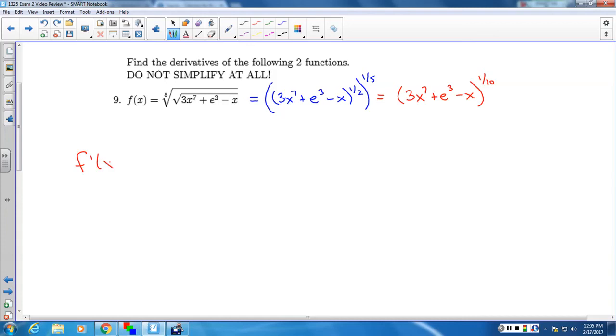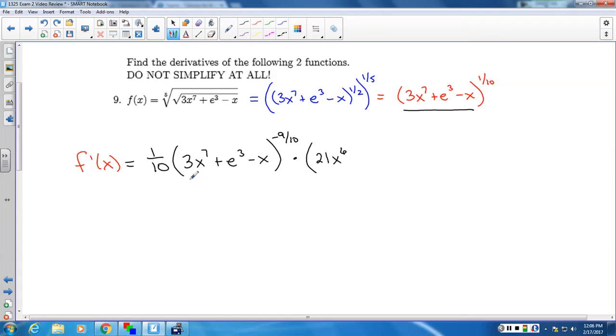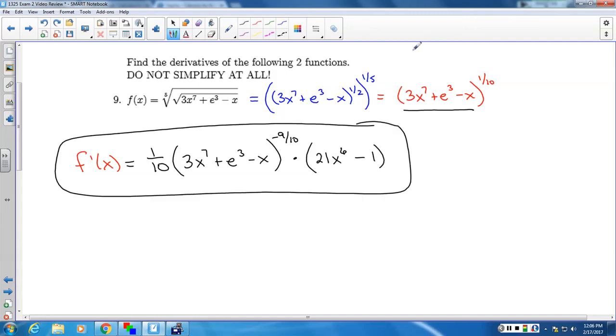So when I go to take the derivative, I have a bunch of junk to the 1/10 power. So the derivative is going to be 1/10 junk to the negative 9/10 power. I take 1 away from that exponent. I put all the junk back in the parentheses, times the derivative of the junk. So the derivative of 3x to the 7 would be 21x to the 6th. Derivative of e to the third is just 0, because that's just a constant number, minus derivative of x is 1. And it said do not simplify at all.